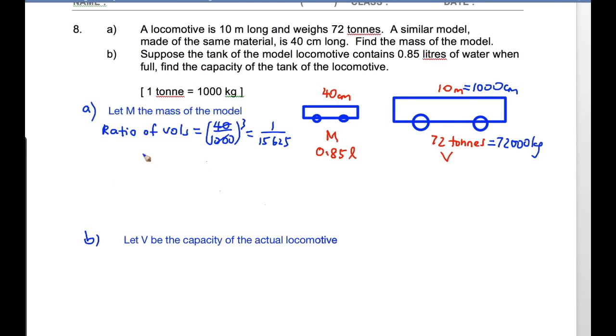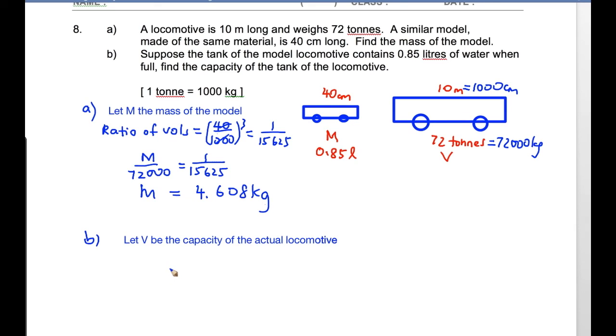Now we can find the ratio of masses. Mass over 72,000 kg equals 1/15625. Ratio of masses equals ratio of volumes. This gives us the mass of the model, which is 4.608 kilograms.